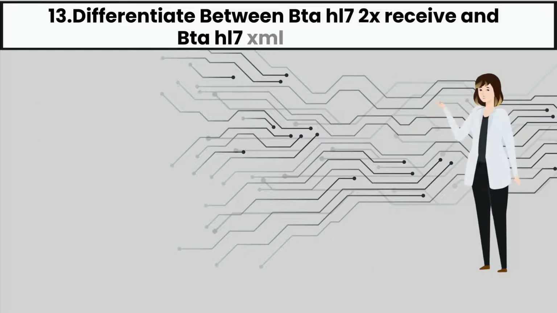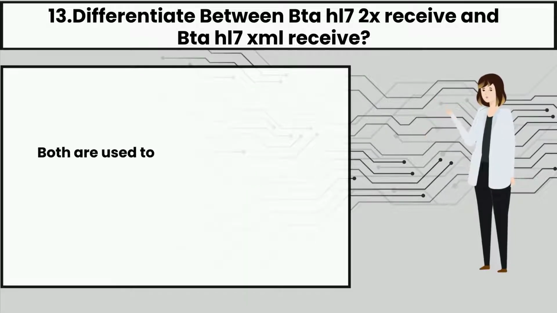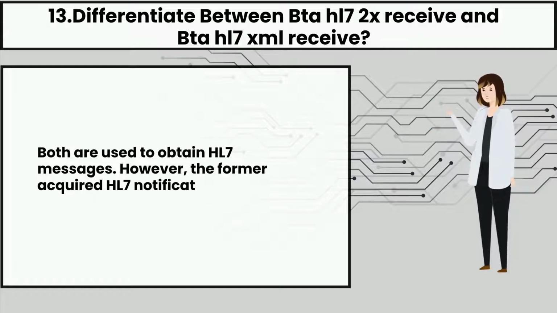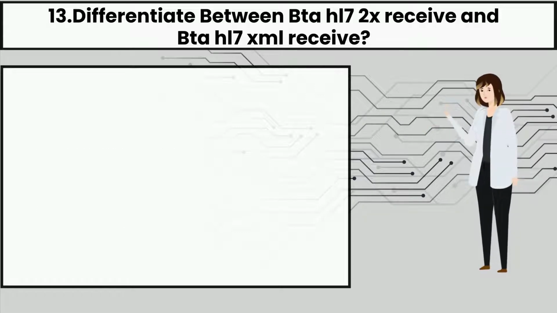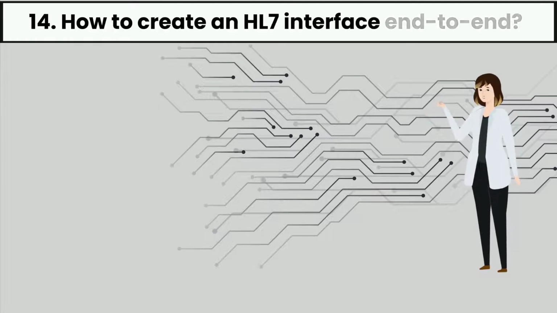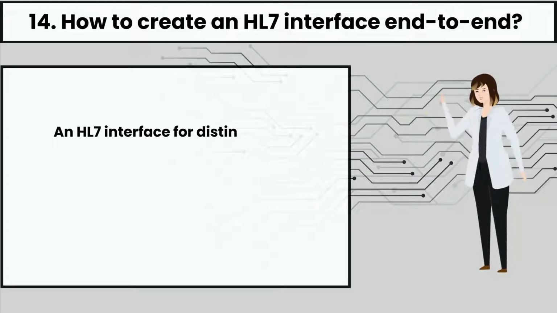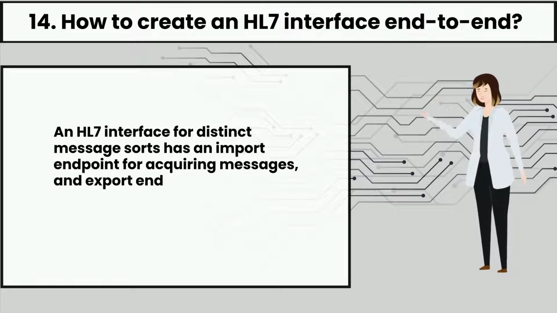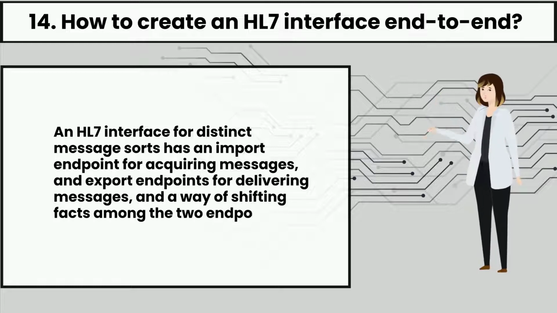13. Differentiate between BTA HL7 2.x receive and BTA HL7 XML receive. Both are used to obtain HL7 messages. However, the former receives HL7 messages as flat documents and the latter receives HL7 messages as XML. 14. How to create an HL7 interface end-to-end? An HL7 interface for distinct message types has an import endpoint for receiving messages, export endpoints for delivering messages, and a way of shifting data between the two endpoints.